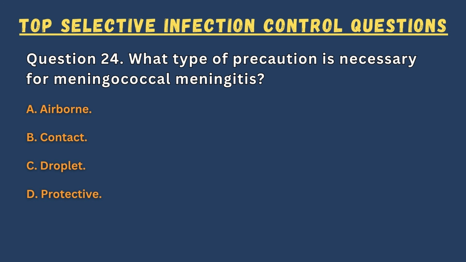Question 24. What type of precaution is necessary for meningococcal meningitis? A. Airborne. B. Contact. C. Droplet. D. Protective.